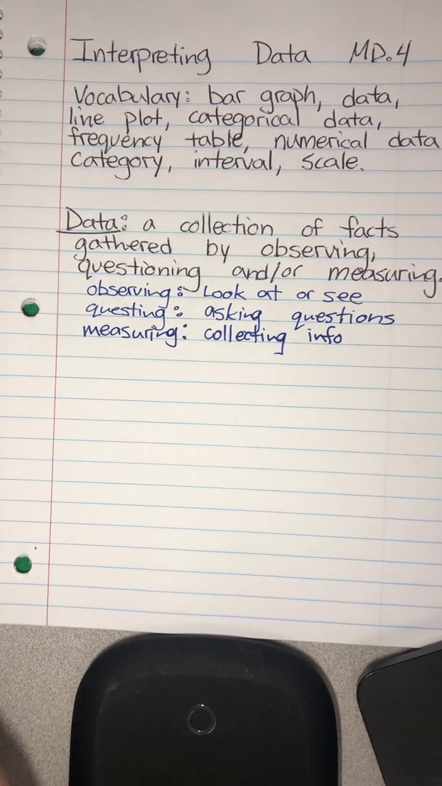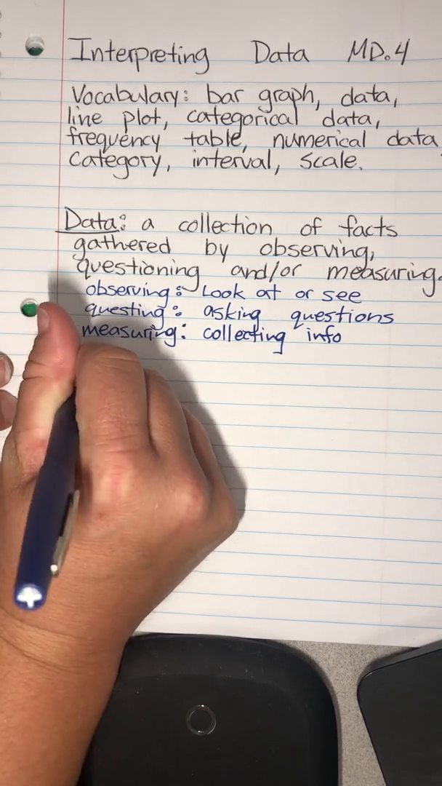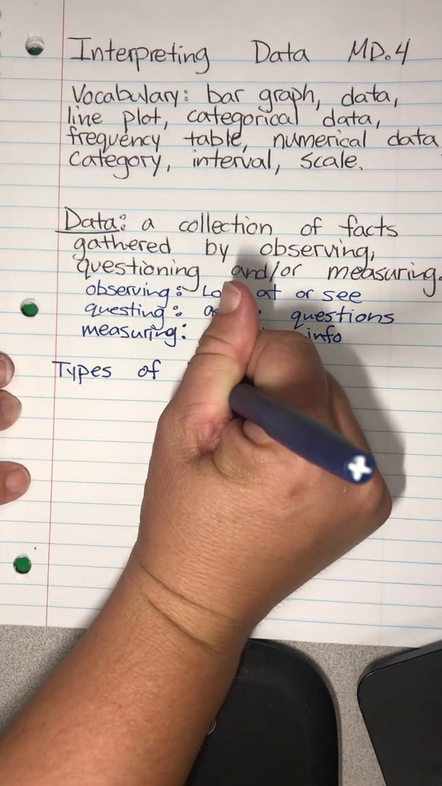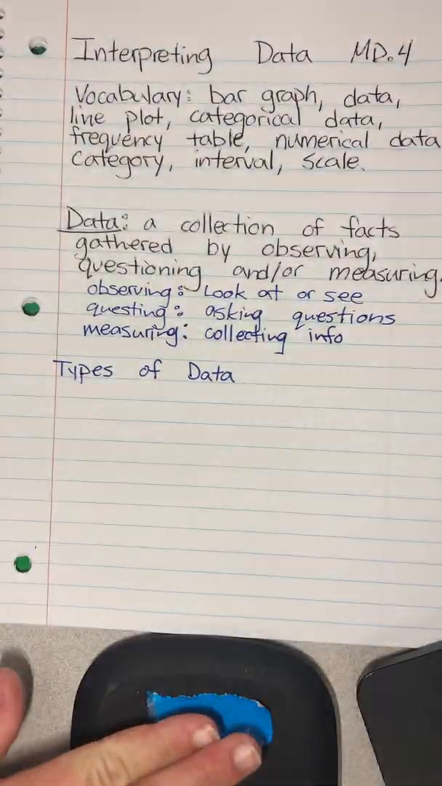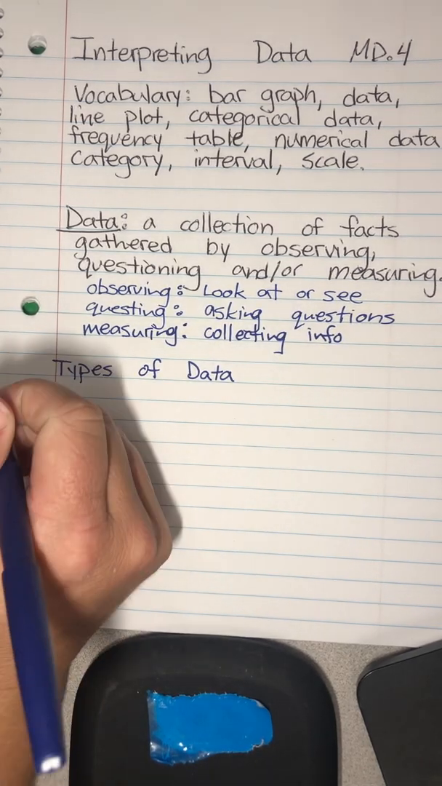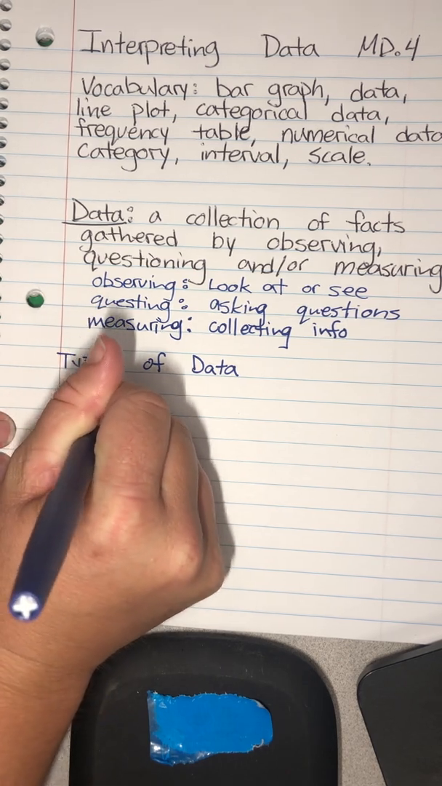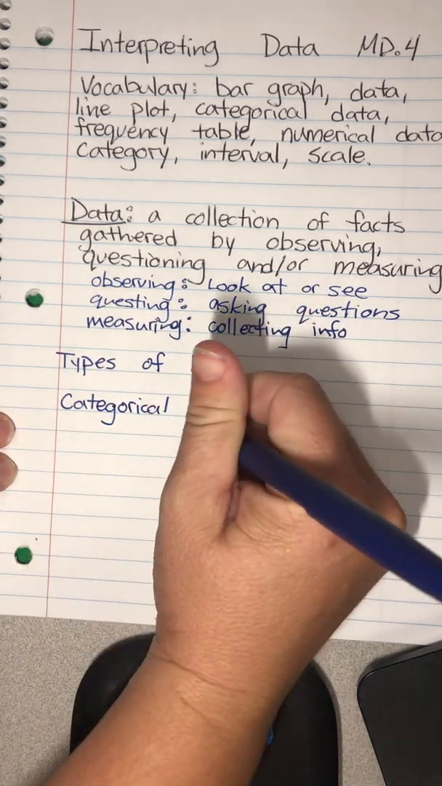All right, so now let's look at the two different types of data. So I'm gonna put over here, types of data. All right, so we have categorical data.